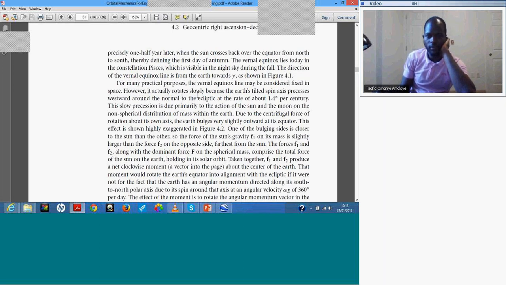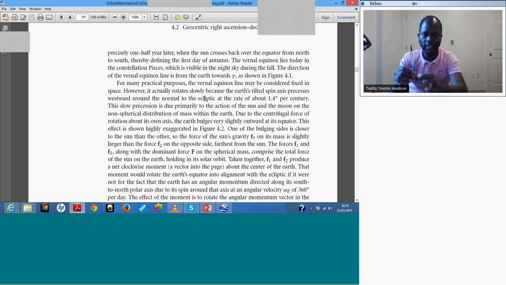For practical purposes, the vernal equinox line may be considered fixed in space. It actually rotates slowly because the Earth's tilted spin axis precesses around the normal to the ecliptic. When you say something precesses, that means it's rotating in a manner like this pen. You see, something like that. One end of the pen is not away from the original point, but the other end makes out a form of circular path.